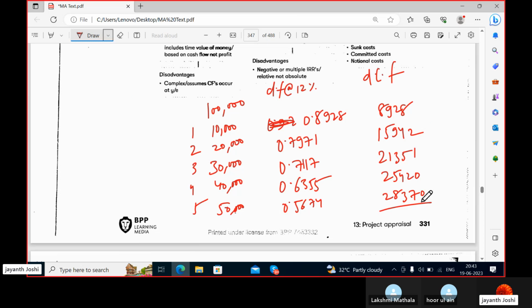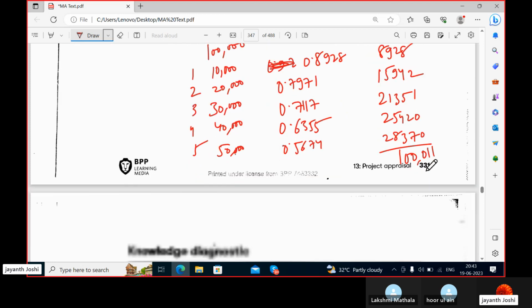8928 plus 15,942, 21,351, 25,420, 28,370. So I'm getting 100,011. So $11 doesn't matter when we speak in 100,000s. So exactly my NPV would be what? 100,000 minus 100,000, correct? 0 or not?